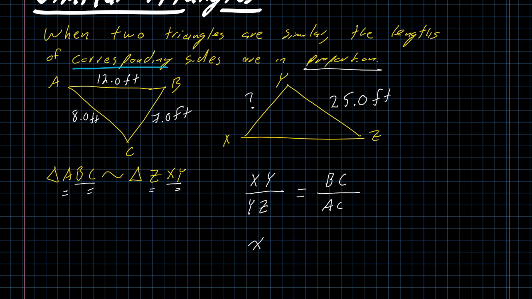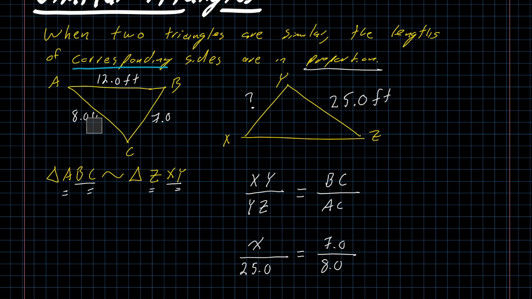I will substitute in, I'll call side length xy little x just so I have a nice comfortable variable to work with. Side yz was 25.0 feet. Side BC is 7.0 feet, and side AC is 8.0 feet. In this particular example, everything is measured in feet, and everything is going to be measured in feet, so I know the result is in feet. I don't have to carry that along with me.